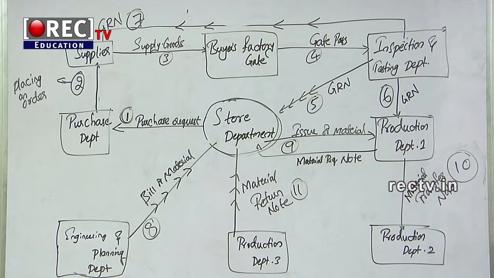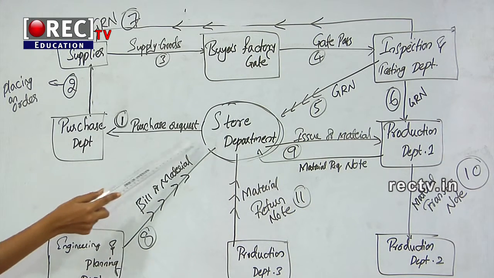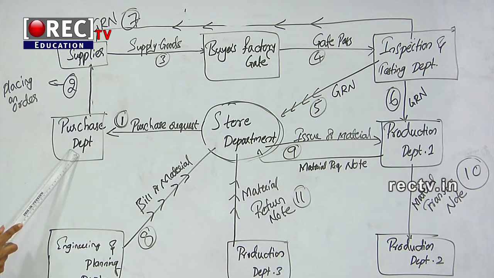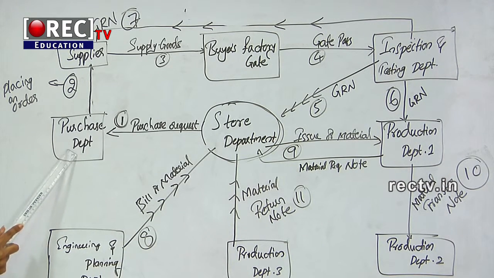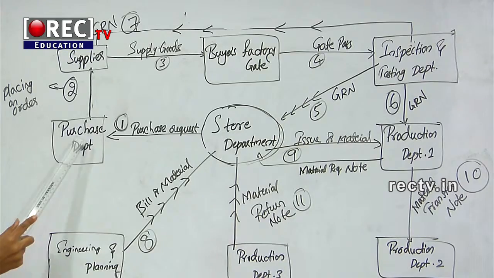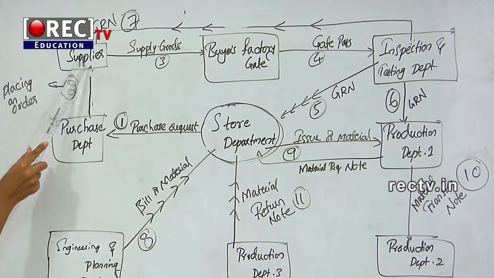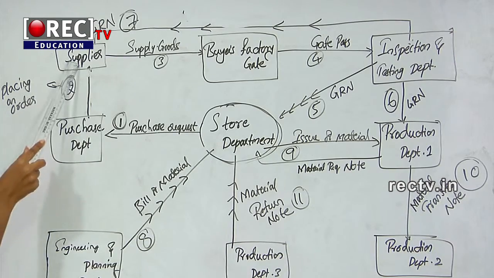I can understand, with different types of notes, something is going in your mind. Let's break this confusion with this simple example. First, the stores department issues a purchase requisition note to the purchase department for the requirement of material. The purchase department, on receipt of the purchase requisition from the stores department, makes an order to the supplier. The supplier, after receiving an order from the purchase department, supplies goods.